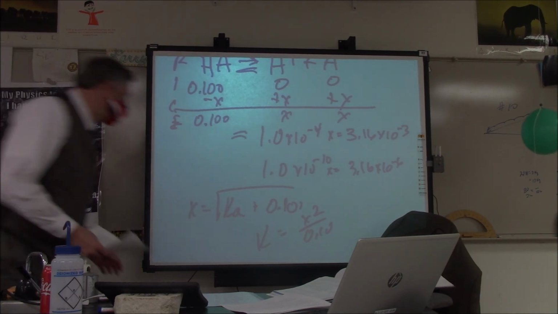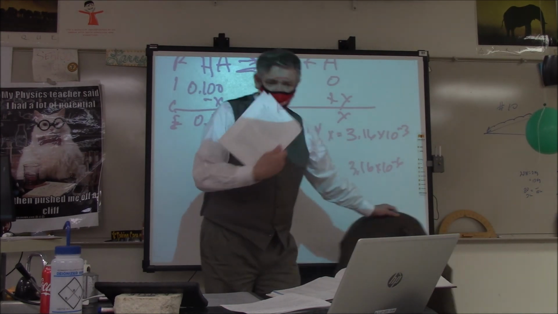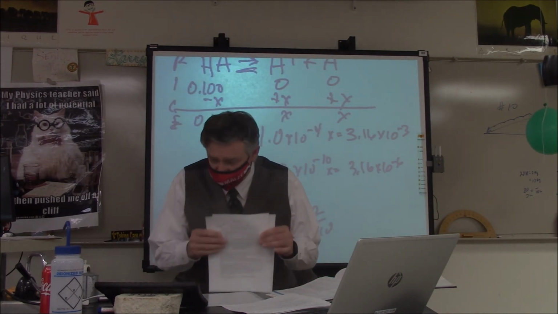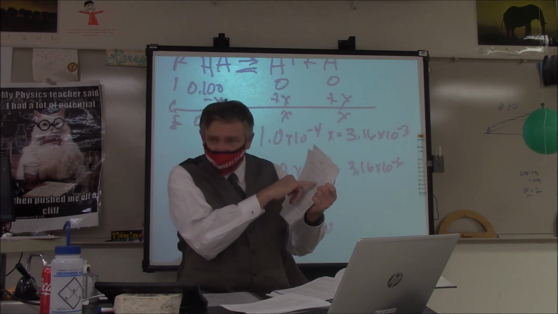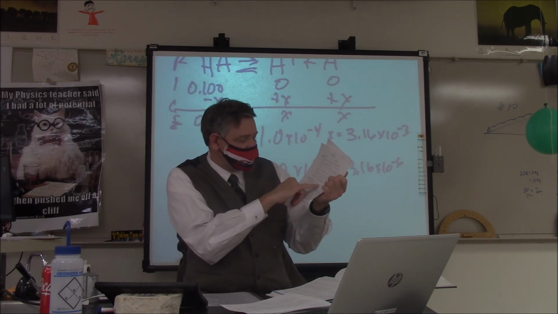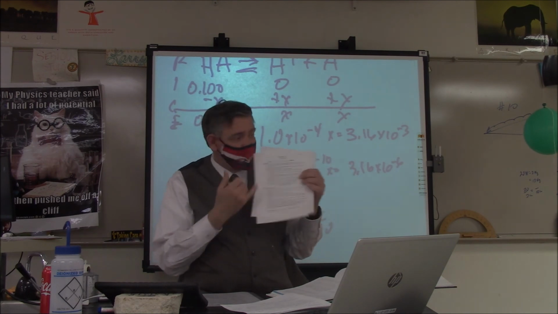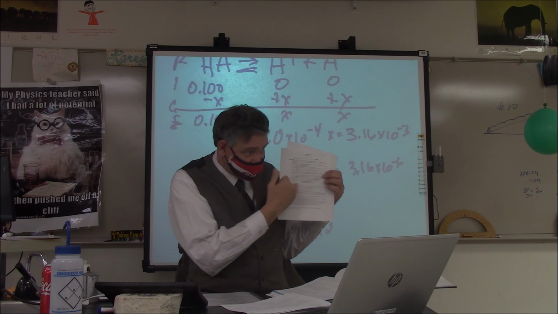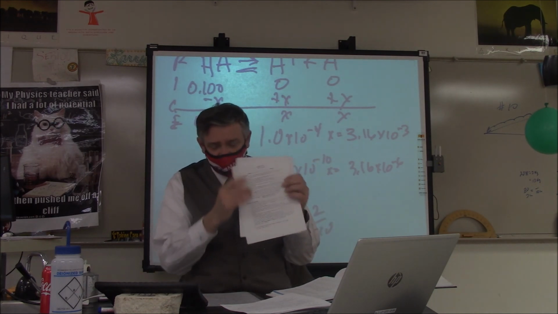Okay. So the first half of this page is just a summary of everything that I just talked about. Here's your Ka calculation. Here's how you calculate percent of ionization. Here's your Rice chart, so you can see what the letters are. So this is just a summary of what I've done.